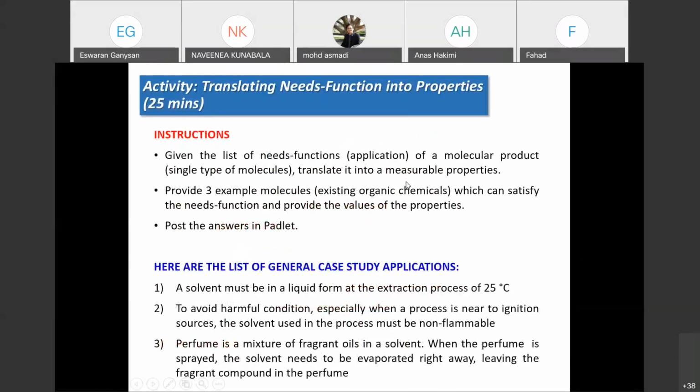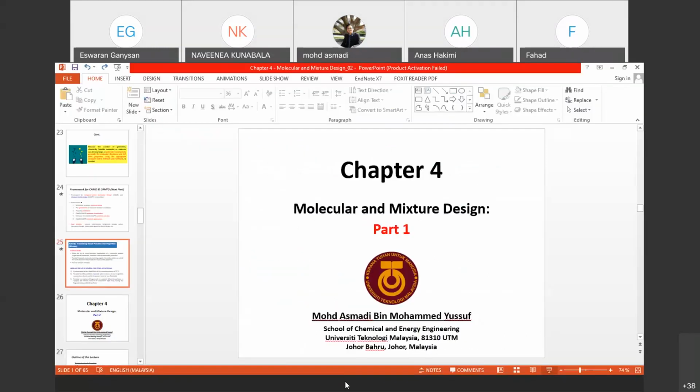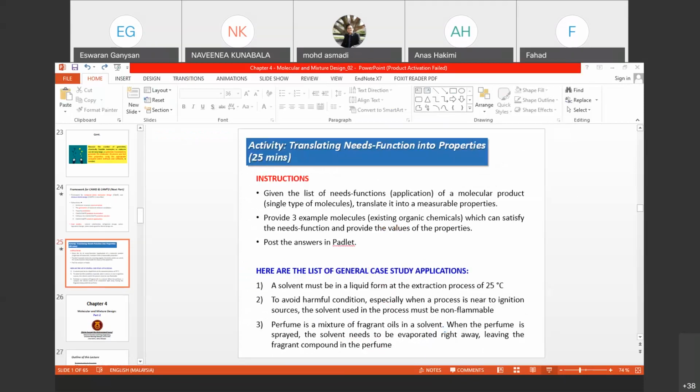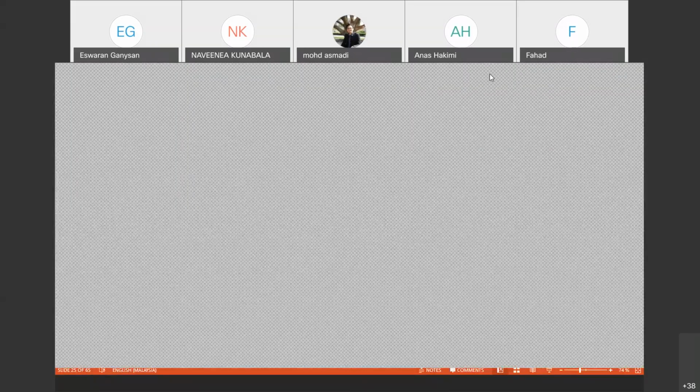Okay, so we have an activity of about 25 minutes. You have to do it in your group. Let me paste the link for the Padlet. I think it's already placed here. Where's the Padlet?